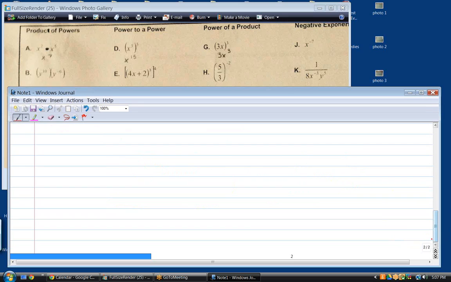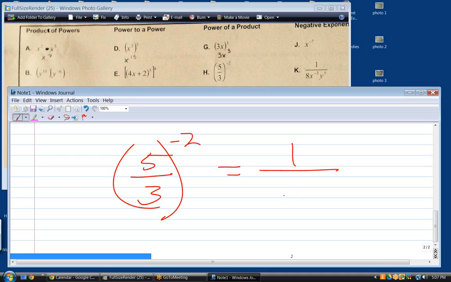All right. About H. What is 5/3 to the negative 2? Give it to me the way I taught it just a moment ago. One over what? 1 over 5/3 to the positive 2. In other words, every time you see a negative exponent, you make it 1 over that thing to the positive exponent. Get it?